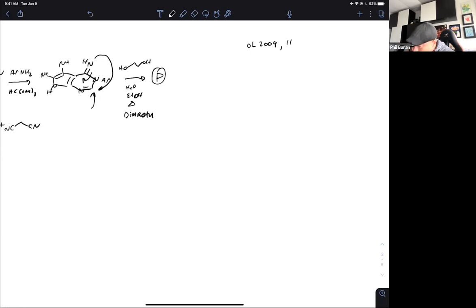And what page is this? 1421. And the key thing to remember in this reaction that I'm going to show you is it kind of uses Dimroth logic.